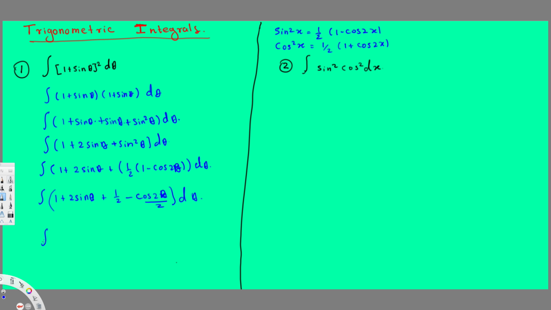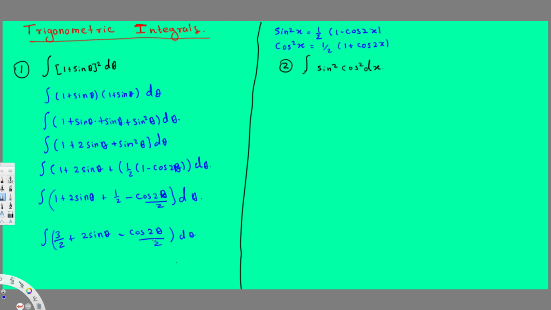Now it's easy to integrate, but before that I can add this 1 and half together. That's going to be 3 by 2 plus 2 sine theta minus cos 2 theta divided by 2, all together d theta.